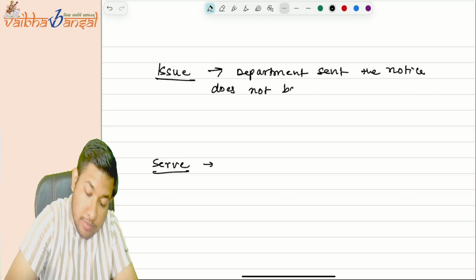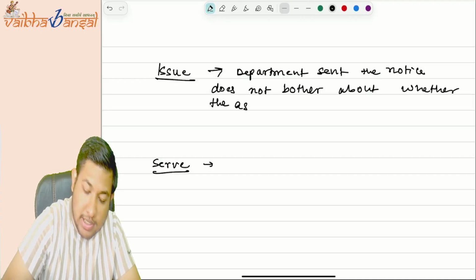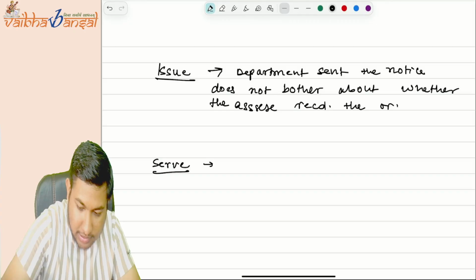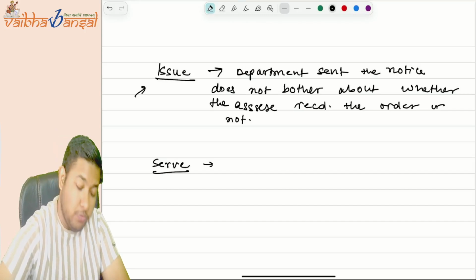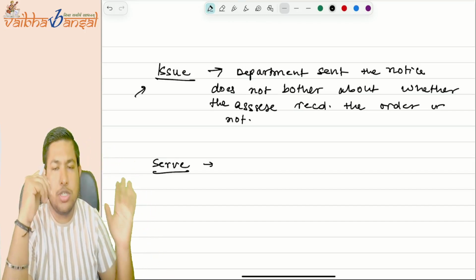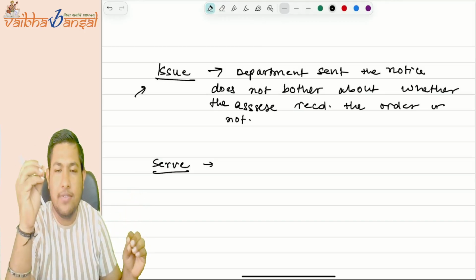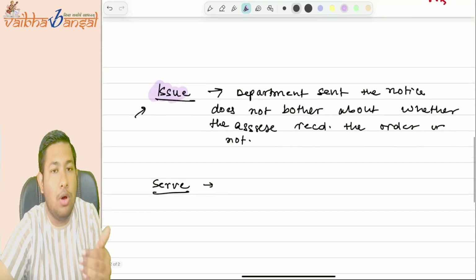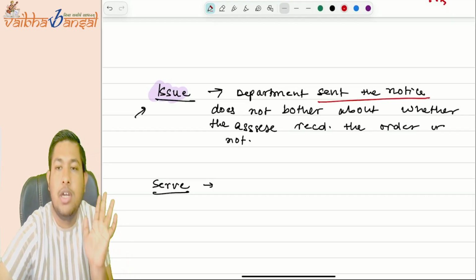The department does not bother about whether the assessee received the notice or not. When the word issue is written in the law, they are saying that the department should send the notice to the assessee.